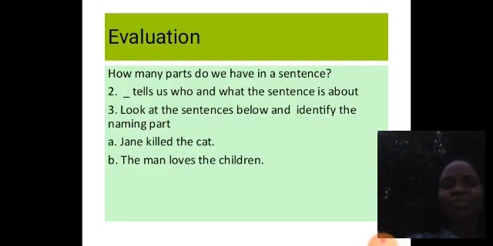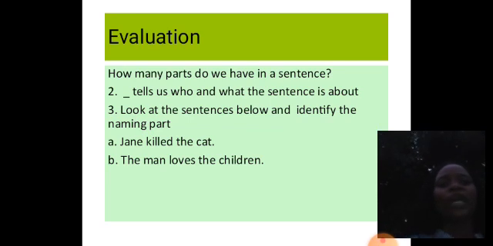Okay, now let's listen to these questions and answer them appropriately. How many parts do we have in a sentence? Good. We have two parts. Can we mention them? The naming part, which is the subject, and the telling part, which is the predicate. Number two question says, blank tells us who and what the sentence is about. Good job. The naming part tells us who and what the sentence is about.